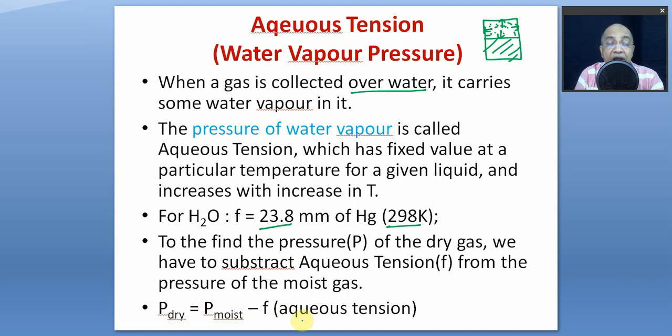If it is water, then it is aqueous tension. That aqueous tension is the water vapor pressure. But if the solvent is different, if the liquid is benzene, then it is not called aqueous tension. It is called the vapor pressure of benzene. Since most gas collection is done over water, we are more concerned about water vapor and its pressure, what we call, funnily, aqueous tension.